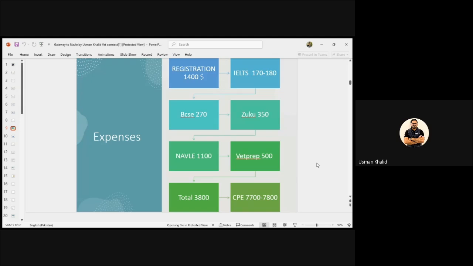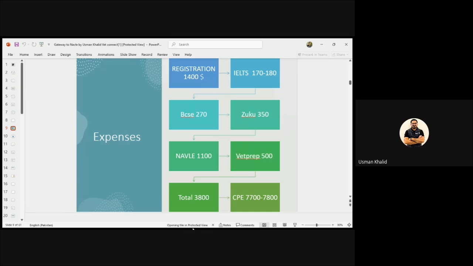Because I have a habit: if someone says, okay, these are some notes, I will grab them. So I have that kind of distraction as well. So this is still the NAVLE, and afterwards, regarding the CPE, you don't have to worry about that.